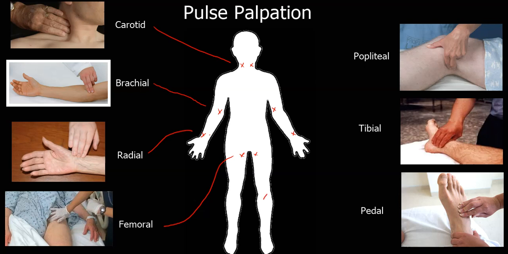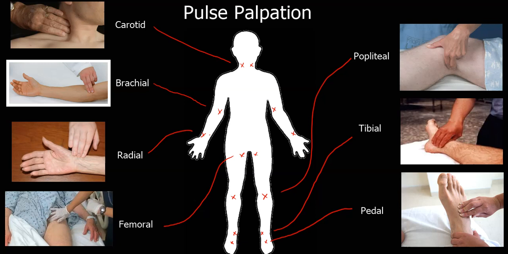Further down the legs, behind the knee, we'll find the popliteal pulses. And then on the medial aspect of the malleolus or ankle, on the lower legs, we'll find our tibial pulses. And lastly, for these purposes, the top of the foot is where you'll find your pedal pulse or your dorsal pedal pulse.